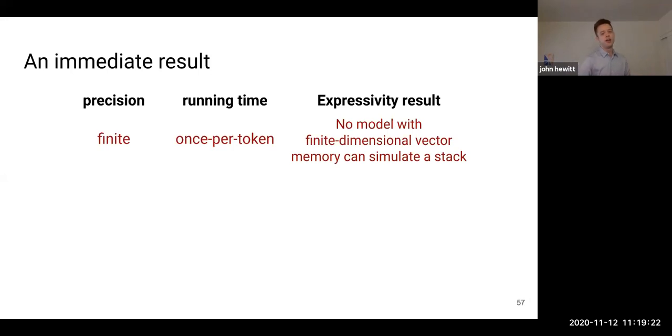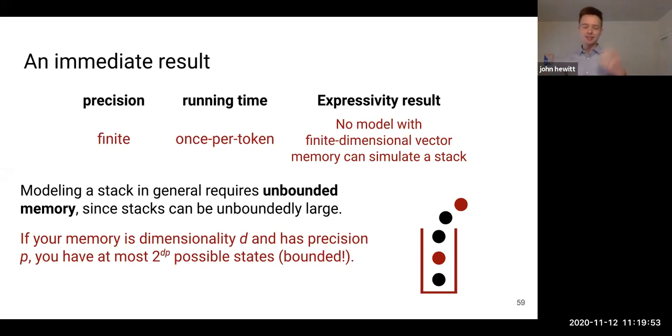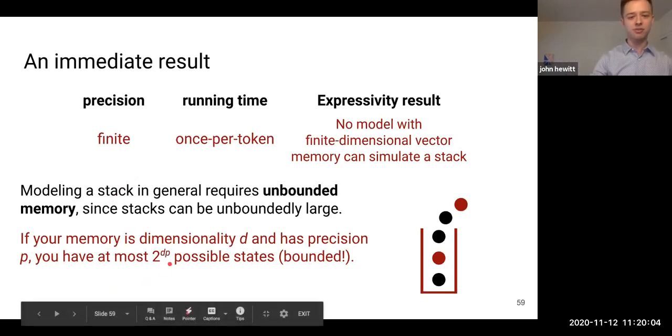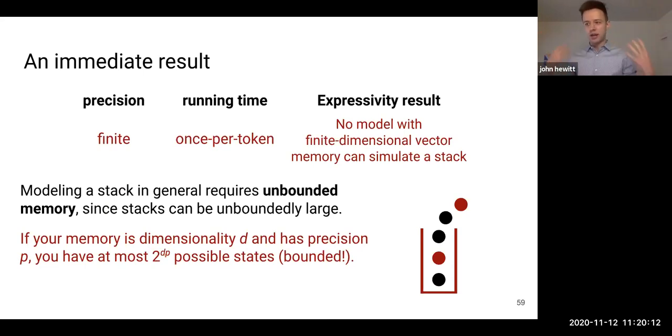So an immediate result here, when you have finite precision, is that no model that has a finite dimensional vector memory, like some hidden state h_t, or a stack of hidden states, a stacked RNN or transformer or whatever, can simulate a stack. And it's for a trivial reason. Modeling a stack requires unbounded memory. Stacks can be unboundedly large. That's their thing. And if your memory has dimensionality d, so you have 1,000 hidden units, or whatever your GPT has, you have at most 2 to the d times p possible states if you have precision p, right? Every possible configuration of your system is a finite number, so you can't handle a stack in general. And so you're stuck.